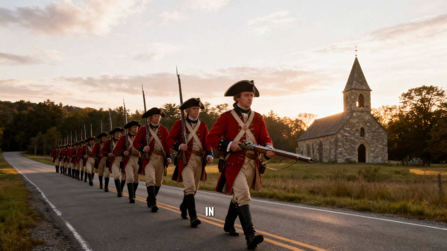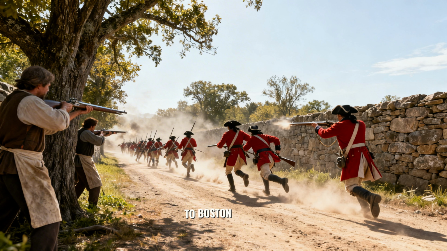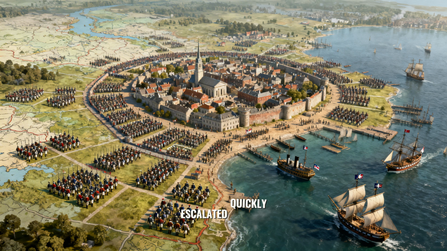That conflict arrived in April 1775 when British troops marched toward Lexington and Concord. Local militias confronted them, and the exchange of fire, brief but deadly, set the colonies and Britain on the path to war. The British retreat to Boston under constant harassment proved that colonial forces were willing and able to fight. The fighting around Boston escalated quickly.